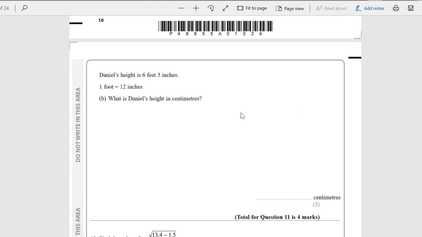So it says Daniel's height is 6 feet and 3 inches. So 1 foot is 12 inches. And what is Daniel's height in centimeters? Okay, so we know he's 6 feet. So 6 times 12 gives us 72 inches. And we know he's got the 3 additional inches. So 72 plus the 3 would give us 75.